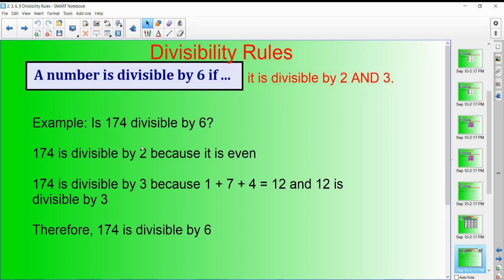So 174, we'll check it. Is it divisible by 2? Yes, because it's even. Is it divisible by 3? Yes, we showed that we add the digits and we get 12. 12 is divisible by 3, so 174 is divisible by 3. And since it's divisible by both 2 and 3, it's divisible by 6. And that's how you check 6.